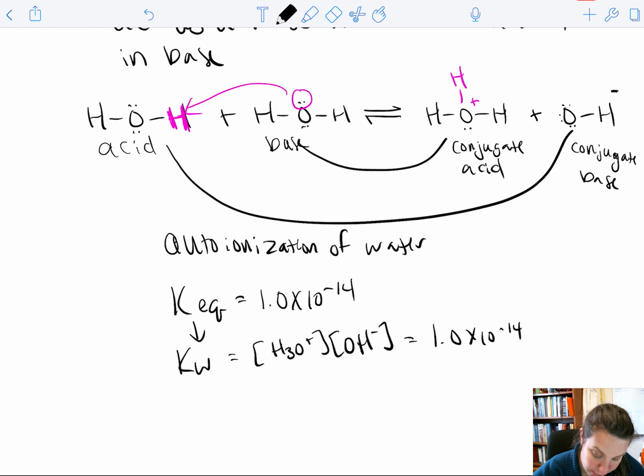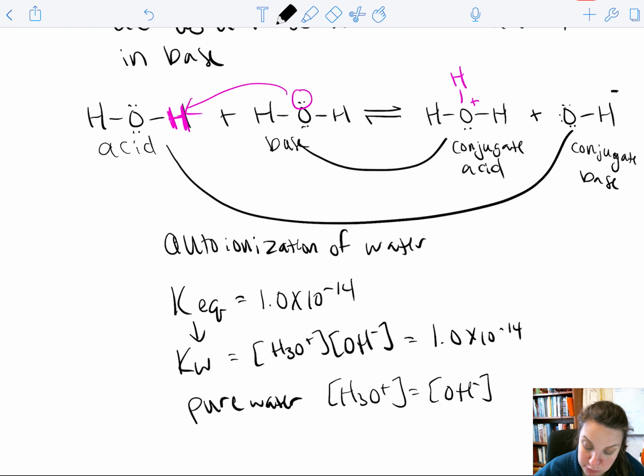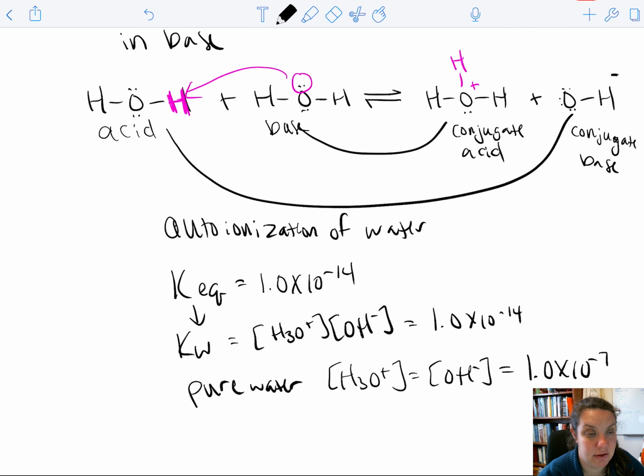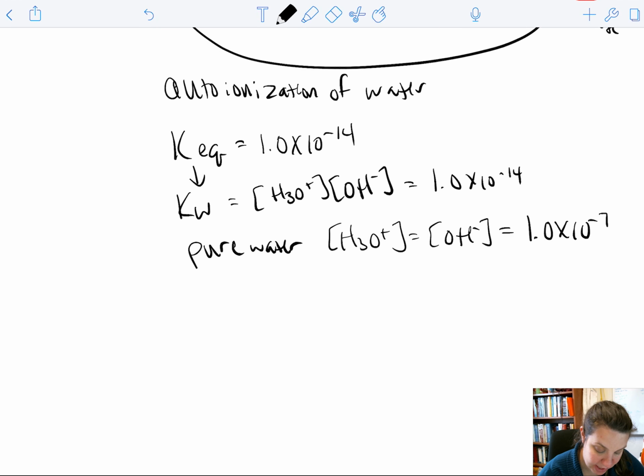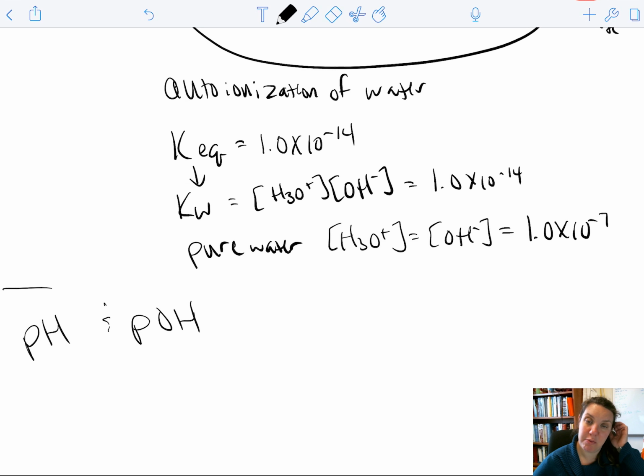So that means in pure water, we would have the H3O plus concentration equaling the OH minus concentration, and they would both equal 1.0 times 10 to the negative 7. One of the other things we're going to be looking at in this lecture is pH and pOH. pH is a measure of the H plus concentration. pOH is a measure of the OH minus concentration.